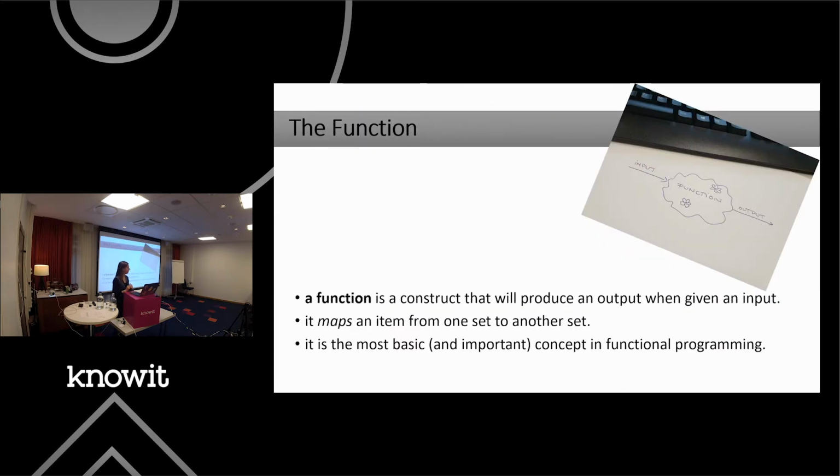So, starting with the most basic and important concept in functional programming, the function. The function is a construct that will produce an output given an input. That's quite basic, which means that it maps an item from one set to another set.